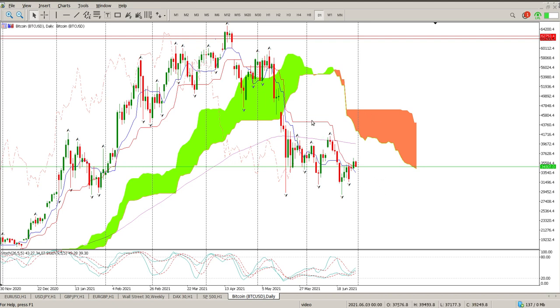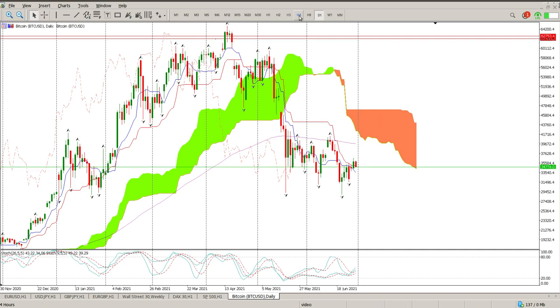So you've got Kijun Sen and the blue line here. So you've got Kijun Sen and Tenkan Sen. Those are the two levels there. So when Kijun is above Tenkan, you're in a downward trend. You can see that's pretty true at the moment. And for as long as you're below the cloud, you're in a downward trend.